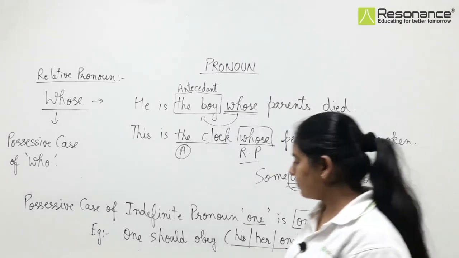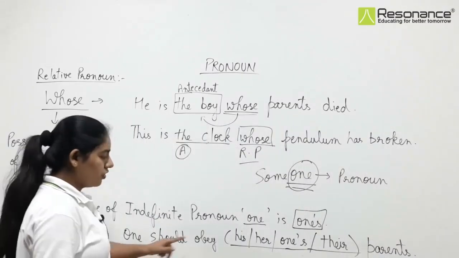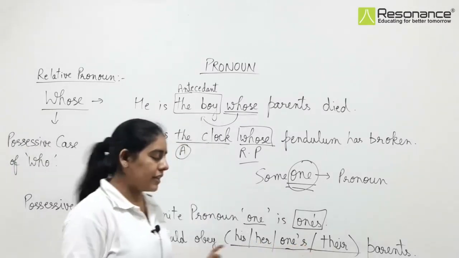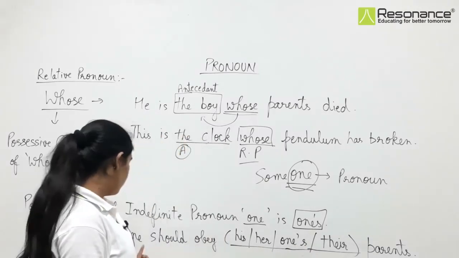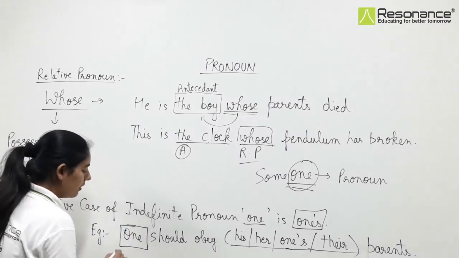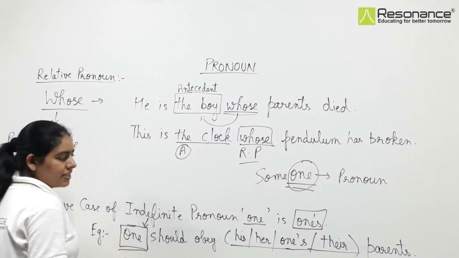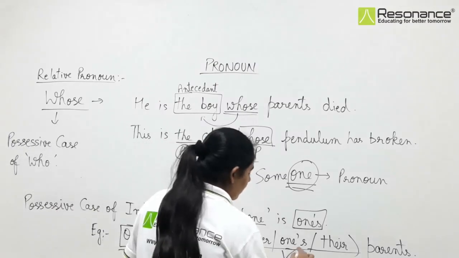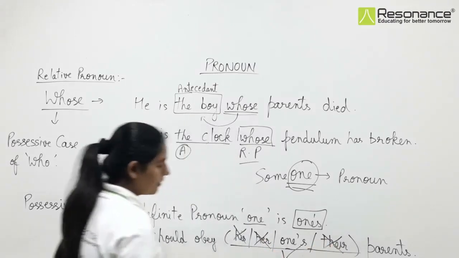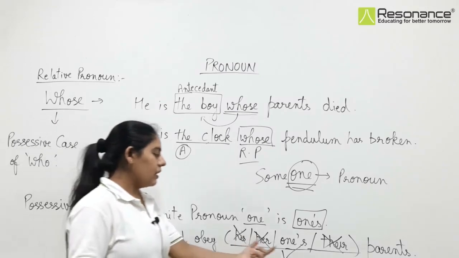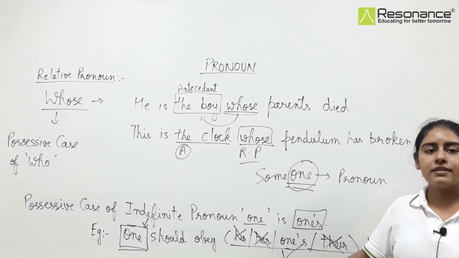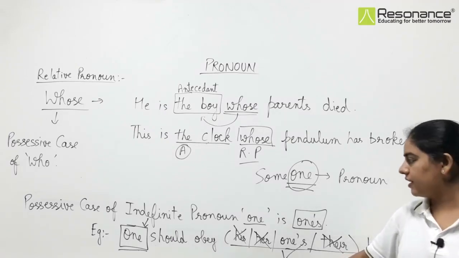So here what should I write? Should I say one should obey his parents, or one should obey their parents, or one should obey her parents, or one should obey one's parents? Whenever you see the indefinite pronoun one written in the sentence, then the possessive case of that pronoun will be ones. These will be wrong. Okay, so the correct answer is one should obey one's parents. Okay, one must respect one's nation. I hope you have understood this.